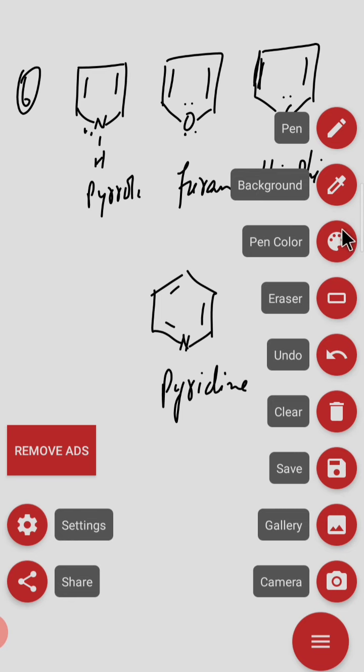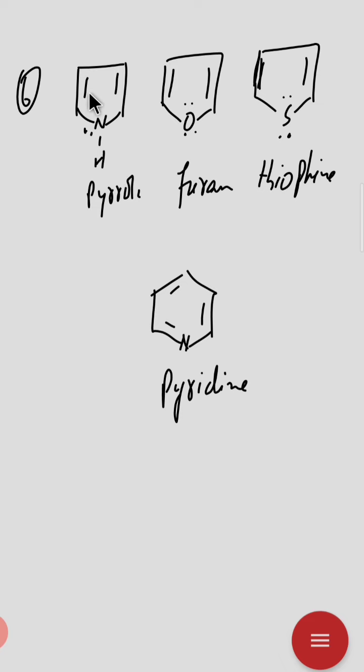In this case, these are all sp2 hybridized because the nitrogen has a lone pair of electrons. If an atom has a lone pair of electrons and is attached to an sp2 hybridized carbon atom, it is also sp2 hybridized. Similarly, this is also sp2 hybridized, oxygen is sp2 hybridized in this case, and sulfur is sp2 hybridized in this case, right?